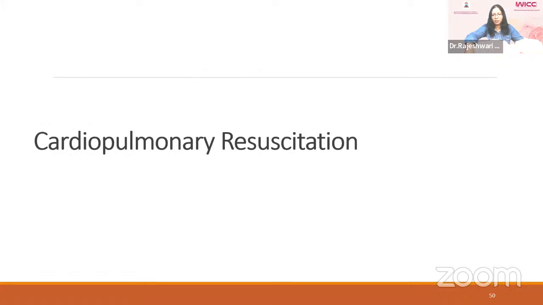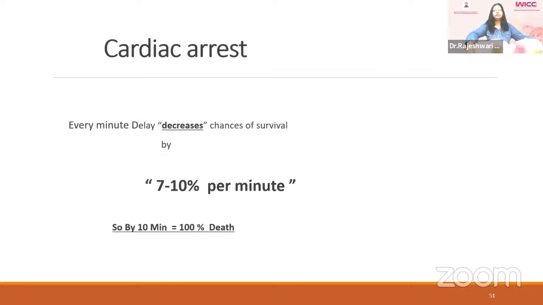Now coming to the cardiopulmonary resuscitation. Okay, 7 to 10% chances of survival decrease per minute. Always remember this. Okay, 7 to 10% per minute decreasing, every minute of delay reduces the chances of survival. So by 10 minutes, there is 100% death. Okay, so every minute counts.